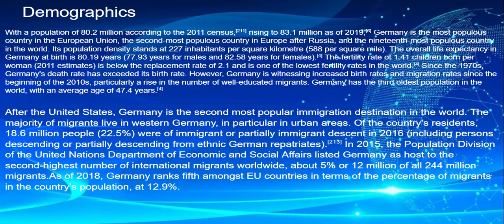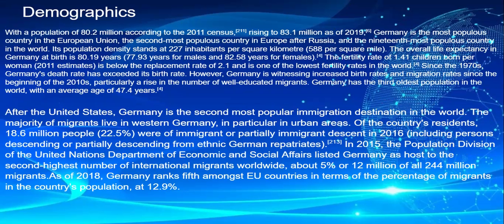Since the 1970s, Germany's death rate has exceeded its birth rate. However, Germany is witnessing increasing birth rates and migration rates since the beginning of 2010 due to the Syrian war, particularly a rise in the numbers of well-educated migrants. Germany has the third oldest population in the world with an average age of 47.4 years. I guess the highest is Japan, followed by Italy, and then Germany is third, I guess.